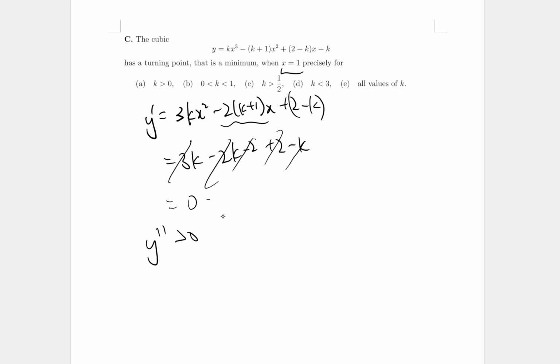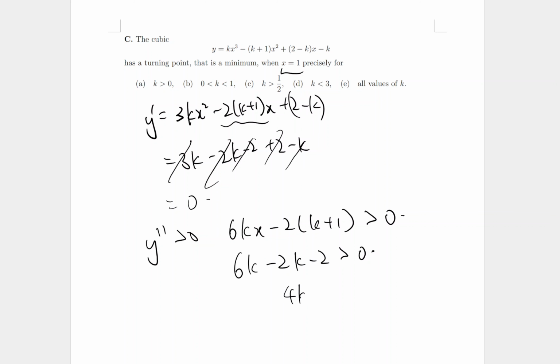So let's differentiate again. It becomes 6kx - 2(k + 1), and that has to be greater than 0. So we're just solving that, and x is 1, remember. So this becomes 6k - 2k - 2 > 0, so 4k - 2 > 0. So k > 1/2. Hooray. So k > 1/2, and that's one of the answers. I'm pretty confident that we got it. So answer C. Cool.